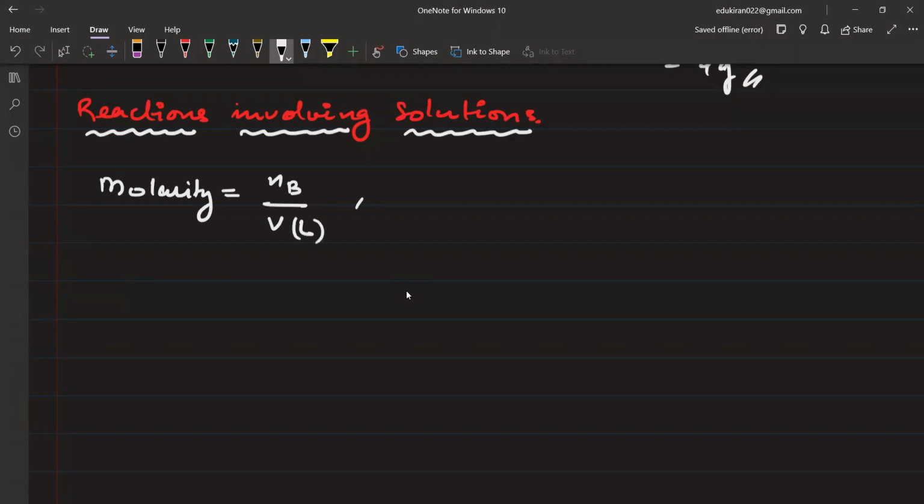Okay. So if you have been given molarity, then how will you calculate the number of moles? Number of moles will be calculated as the molarity into the volume in liters. Is that clear? Yes or no? Please tell me, guys. Is this clear? Yes or no?